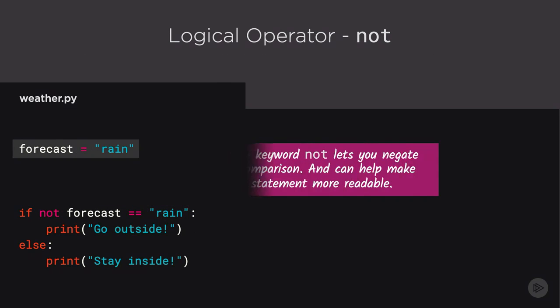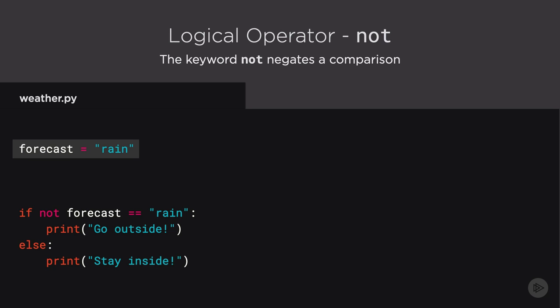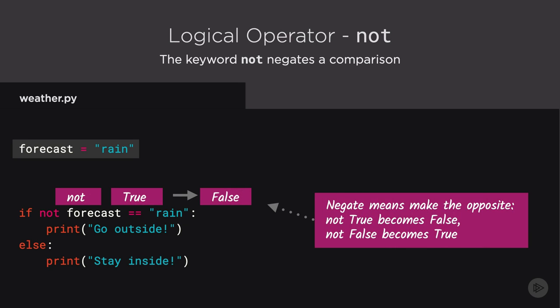Another keyword, not, lets you negate a comparison and can help make the statement a little more readable. Now we can read the if statement as if not forecast equal to rain. Since forecast is equal to rain, this evaluates to true, and then we take the opposite of that because not is in front of it, and the whole statement is false. Since not negates a comparison or makes the opposite of it, not true becomes false, and not false becomes true. So in this case, the else statement would be run for print stay inside.